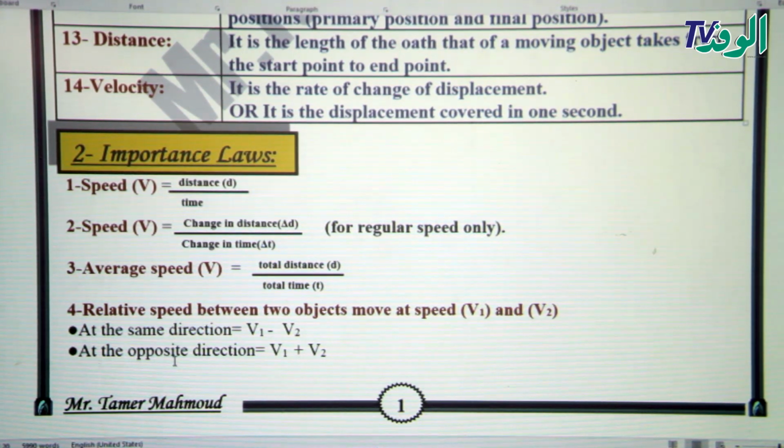The average speed v equals what? It equals total distance d1 plus d2 plus d3 and so on, divided by total time taken t1 plus t2 plus t3. But this is the general law: the average speed equals total distance divided by the total time.